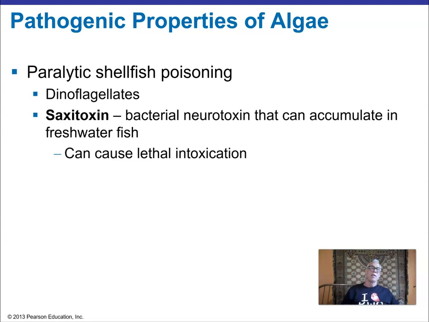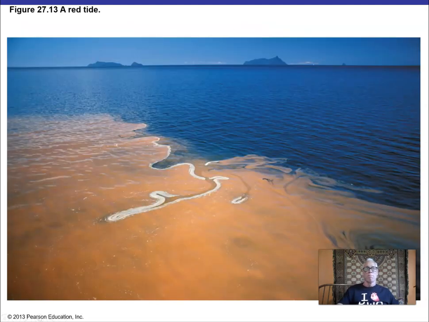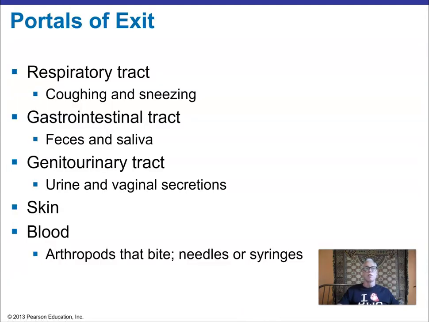Paralytic shellfish poisoning. Dinoflagellates, we already talked about, can cause the so-called red tide, in which they contaminate fish, which are then eaten by people and made sick. Those are neurotoxins. Also, saxitoxin is a terrible neurotoxin produced by certain bacteria that can then accumulate in freshwater fish and can cause lethal intoxication. There's a picture of the red tide that we actually saw once before of dinoflagellates that grow in the water at a very high confluence, therefore producing toxins.